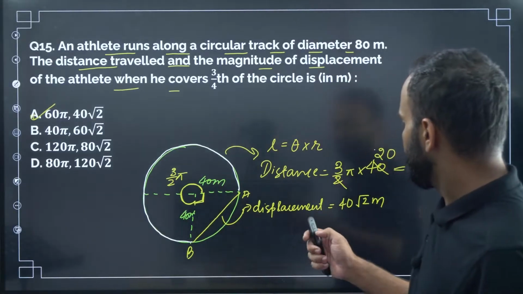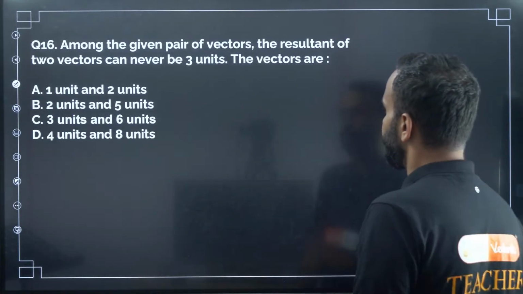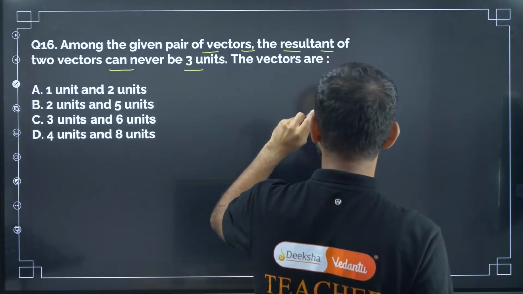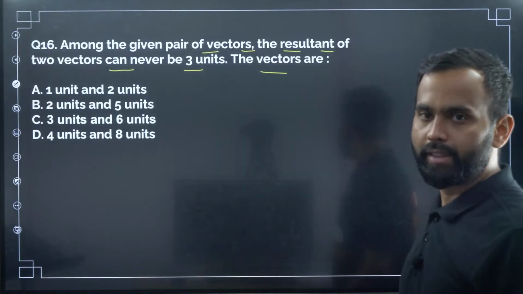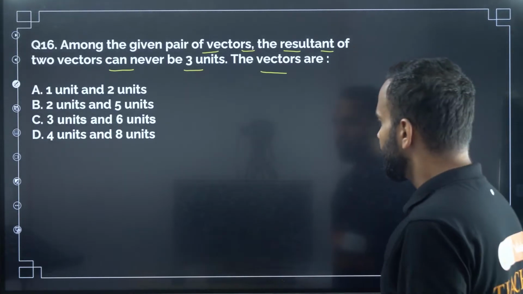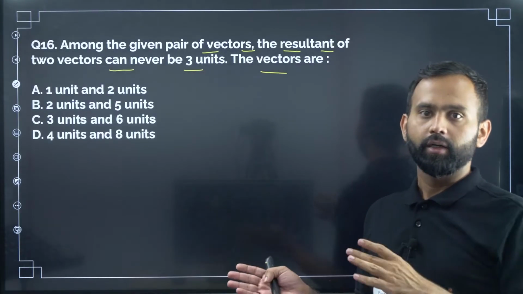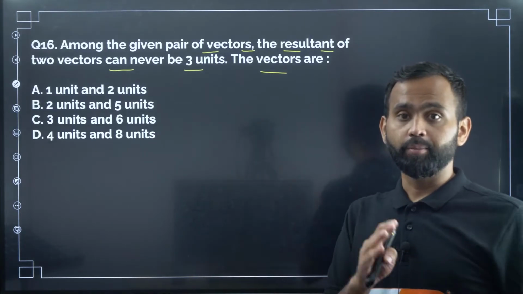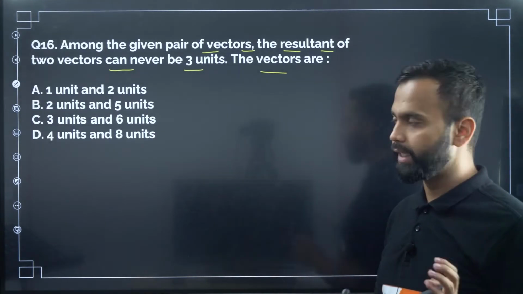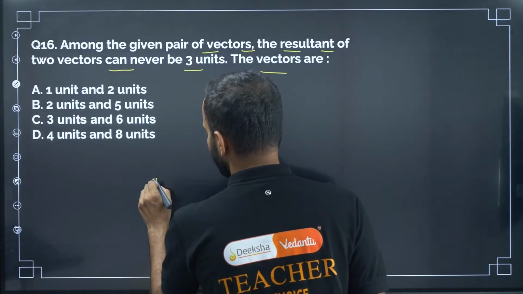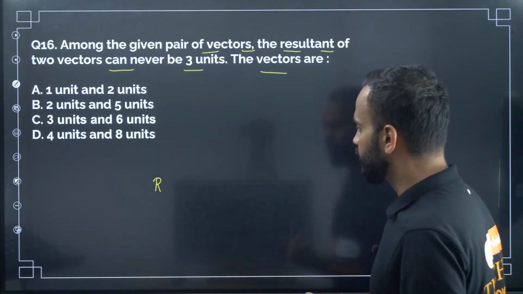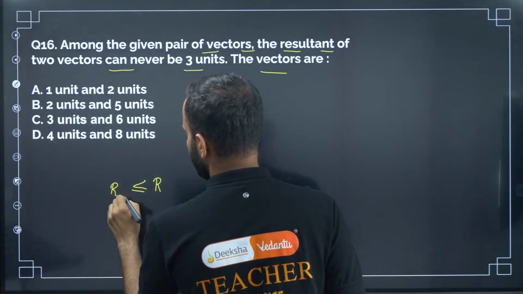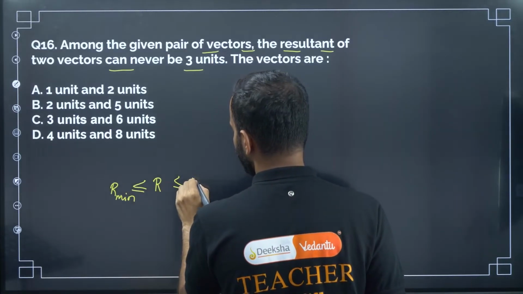Okay, yeah. Next question, question number 16. Among the given pair of vectors, the resultant of two vectors can never be 3 units. Again the direct question, right? So the resultant of the two vectors varies from minimum to maximum.